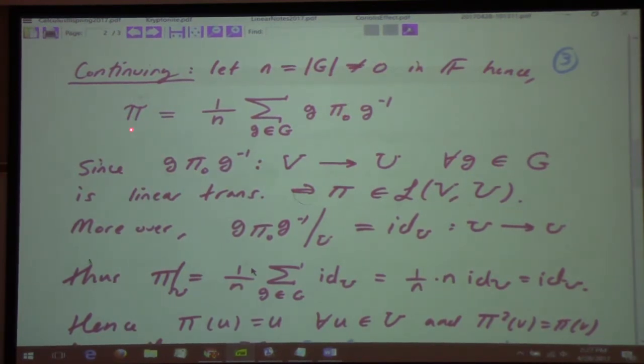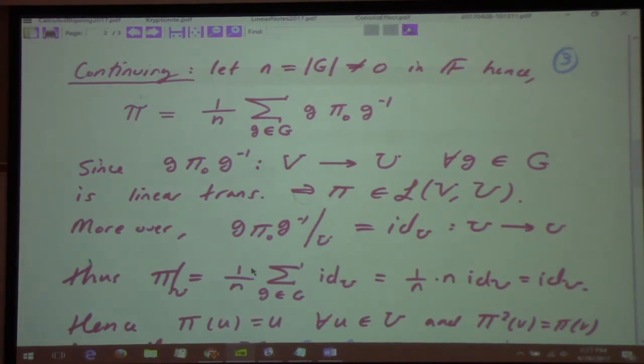Okay, so if n is the order of the group, which is not 0, in other words, we're dealing with a field of characteristic not equal to n, or also not equal to a multiple of n, I should say, to be more precise. The point is that 1 over n is defined in our field. If that's the case, we're going to construct pi by the sum over g in the group of the conjugation of pi naught. So this is my definition for the pi that is going to hopefully satisfy properties 1 and 2 and also be G stable.